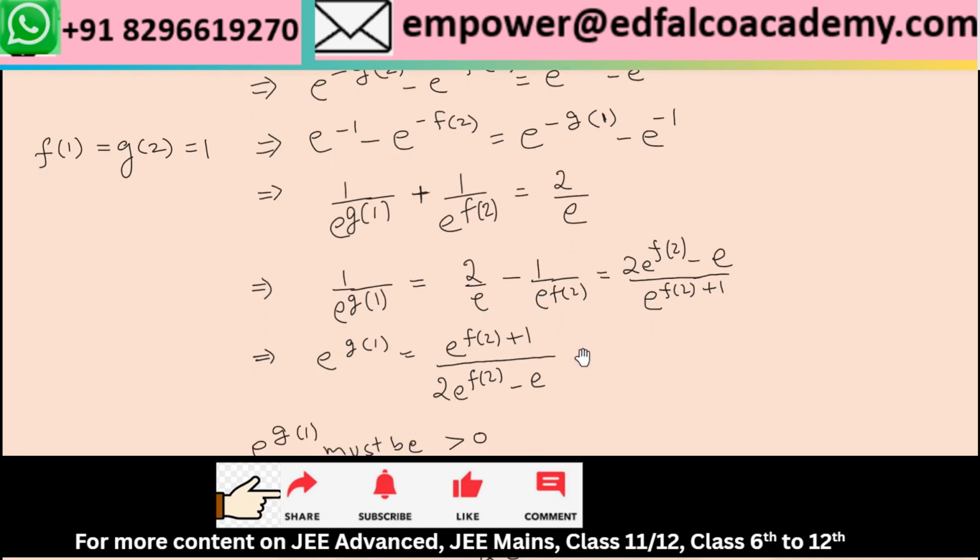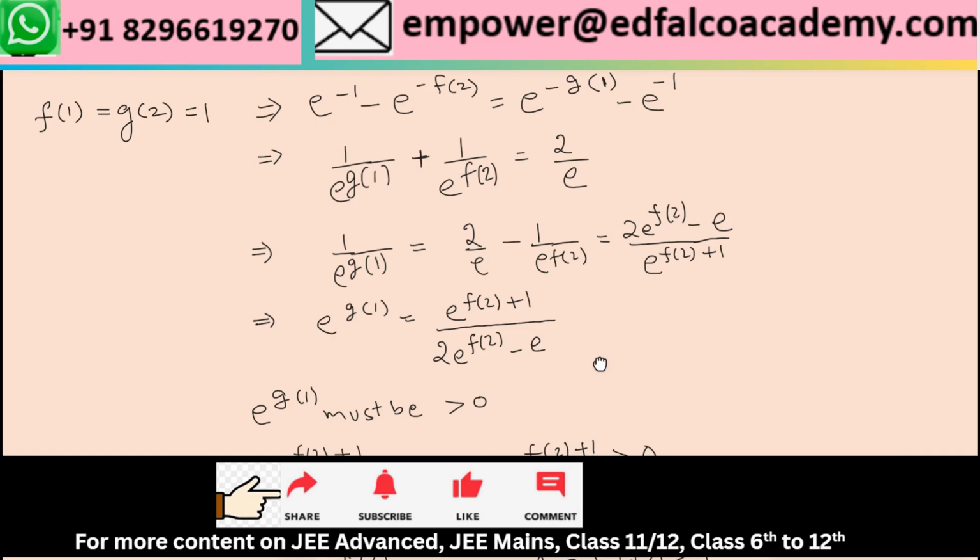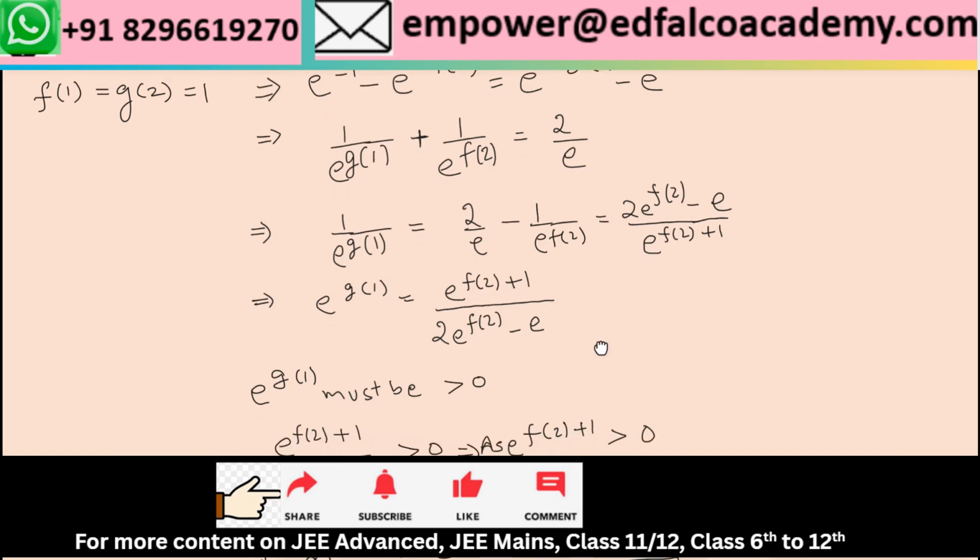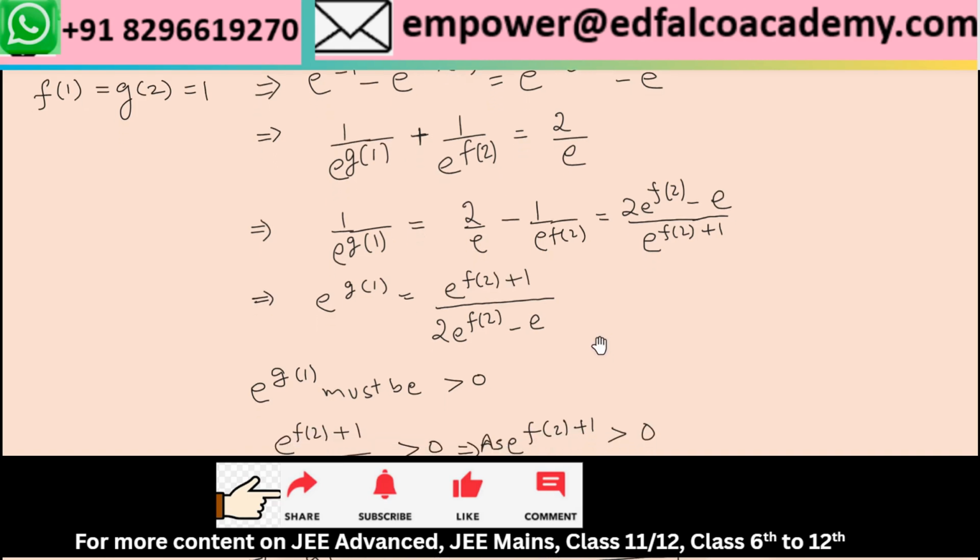Now, from here we have to see how we can go to the options that are given to us. So we can see here that I can write 1 by e to the power g of 1 equal to 2 by e minus 1 by e to the power f of 2.